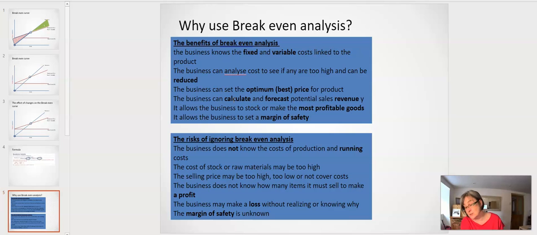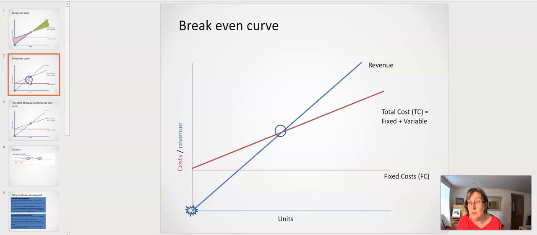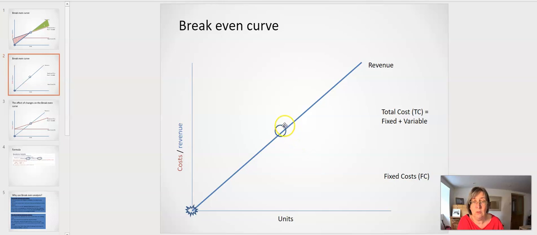But there are risks to ignoring any break-even analysis. If they didn't do a break-even analysis, then the business does not know the cost of producing and running. So they don't know what these values are. If I just remove these, how do you know when you stop making a loss if you don't know what the costs are?